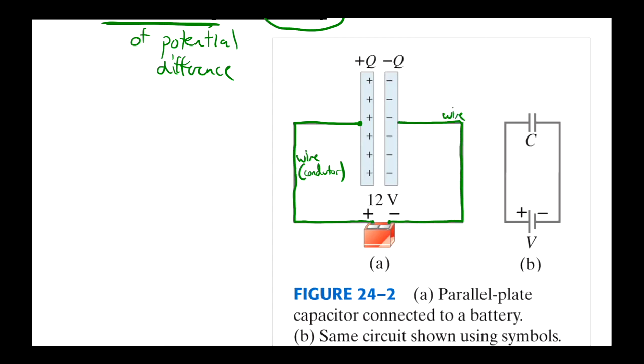Now let's think a little bit about what we learned last chapter. Conductors. What do we know about conductors and potential? What's that? There's no change in potential anywhere on a conductor. We said that a conductor is an equipotential surface. The potential is exactly the same anywhere on a conductor.